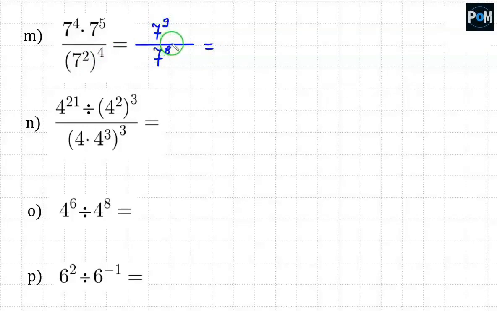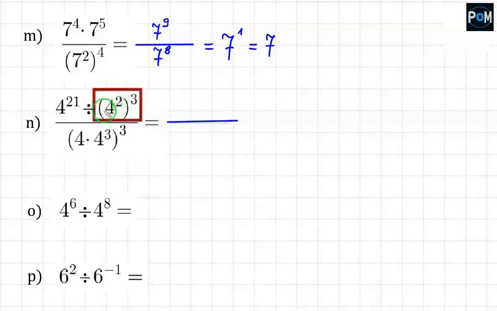Now we'll combine the numerator and the denominator. 7 to the power of 9 divided by 7 to the power of 8. The number 7 repeats, so the result will include 7. When you subtract 9 minus 8, that is 7 to the 1st power. And we could also say that it is 7. That's all in example M. Example N is a similar situation. Here too, we look at the numerator and denominator separately.